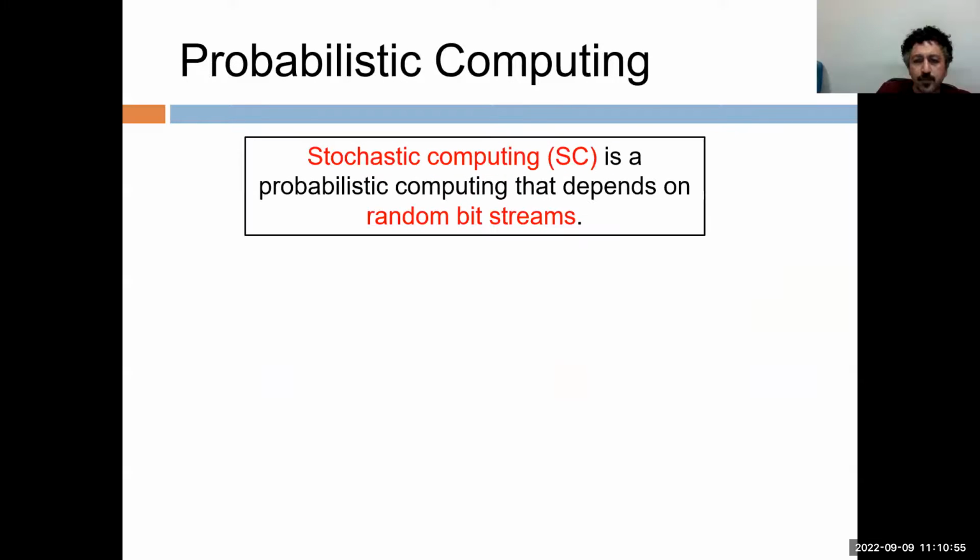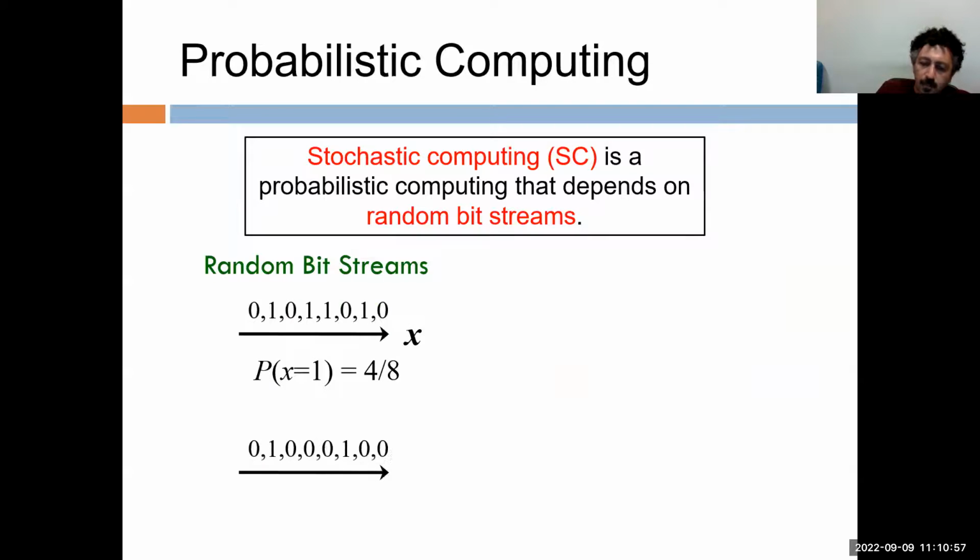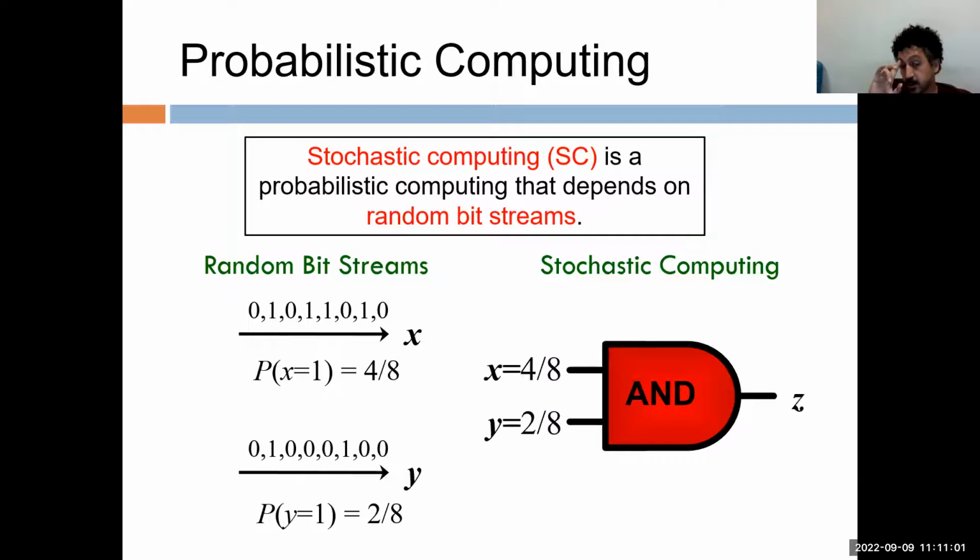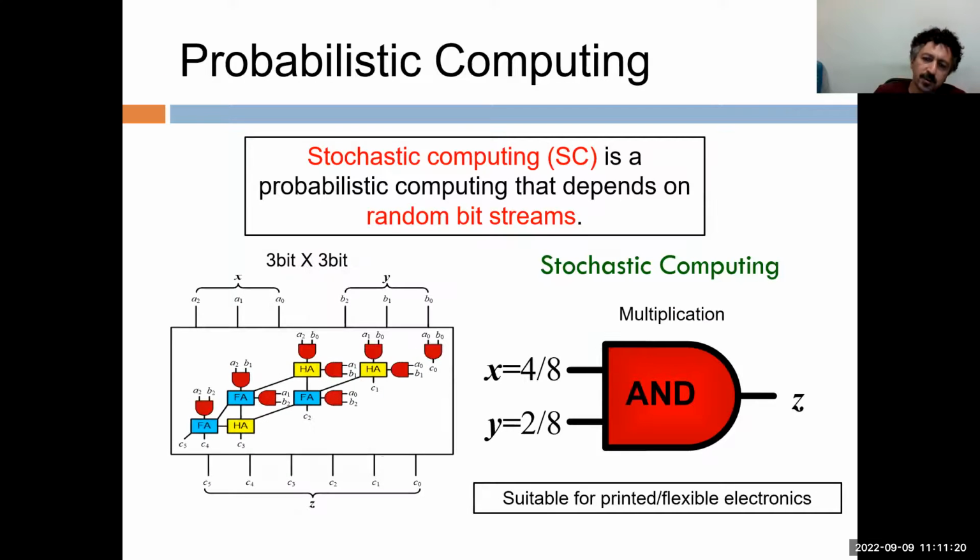So, second one, probabilistic computing. Again, briefly. Instead of working with deterministic values, for example, you can represent 3 with 2 bits in deterministic, but here we work with probabilities. Okay, what is the advantage of doing so? The advantage is the area.